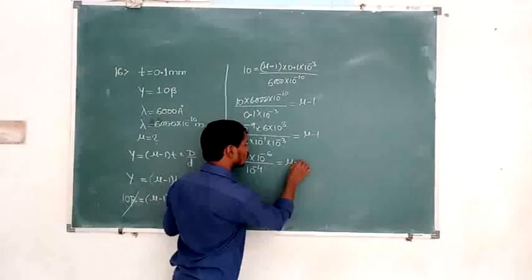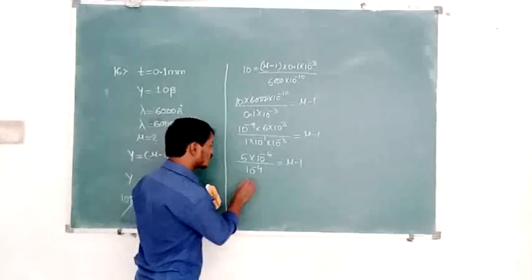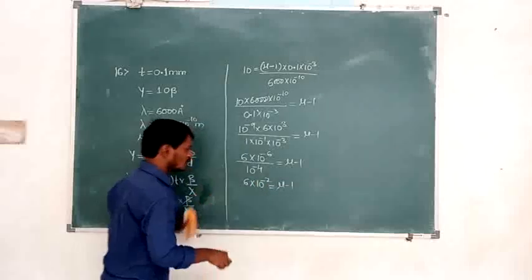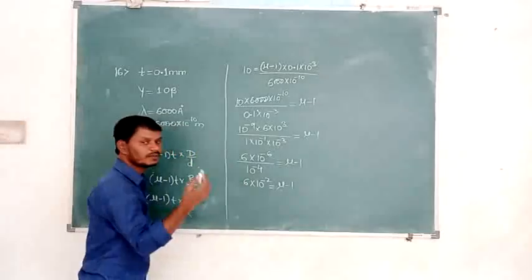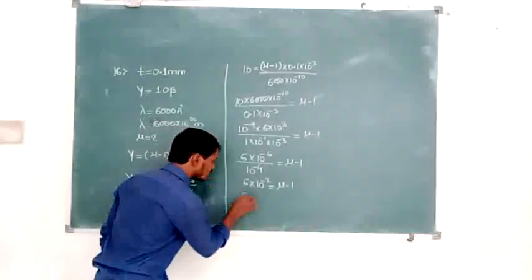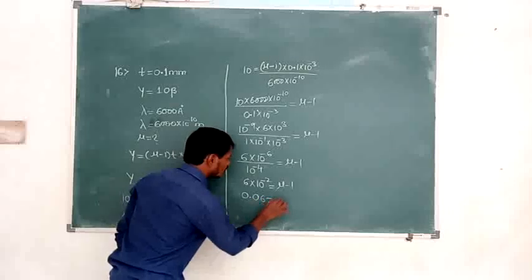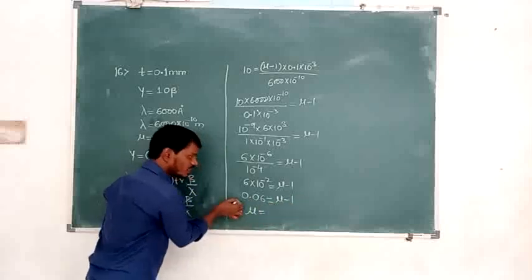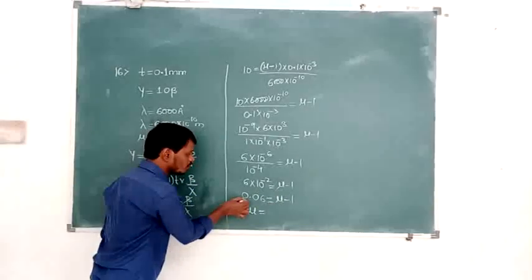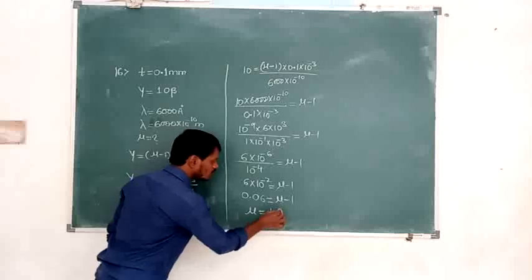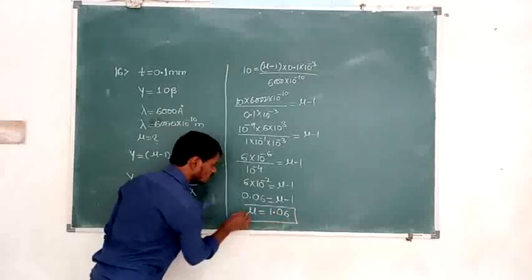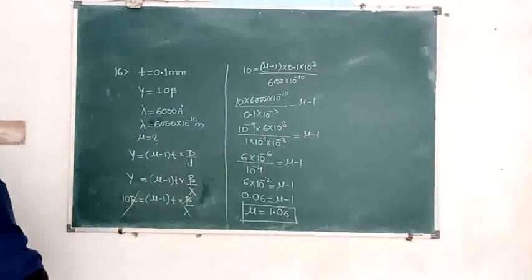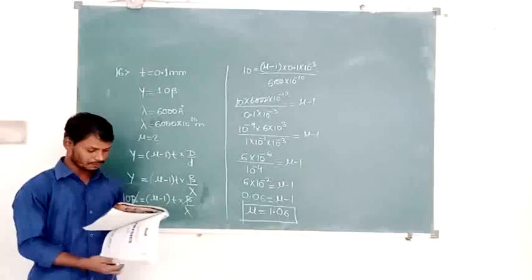It is mu minus 1. So 6 into 10 to the power of minus 2 is mu minus 1. Then 6 into 10 to the power of minus 2 means 6 divided by 100, that is 0.06, equal to mu minus 1. Then mu is equal to, I will take minus 1 to the left hand side, that becomes plus 1. 1 plus 0.06 is 1.06, the answer. It is the refractive index of the mica plate, which is introduced in one of the interfering beams.